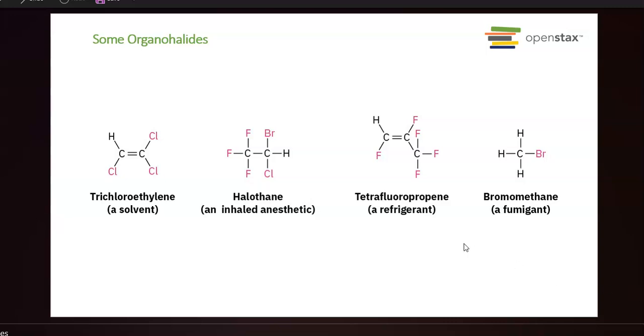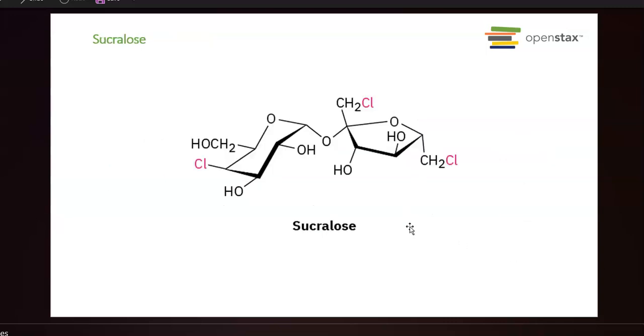Organohalides are very widespread in nature and they find a number of uses. For example, the halogen containing compounds like trichloroethylene or methylene chloride have been used as solvents. And here we have some examples where they have found their use as a refrigerant, in medicines, as a pesticide. Another example shown here is a sugar substitute.